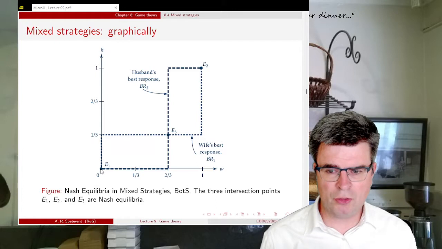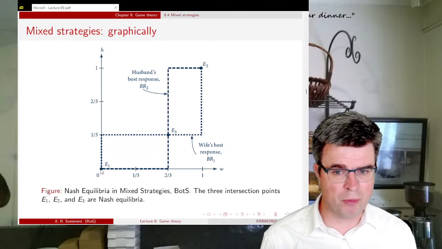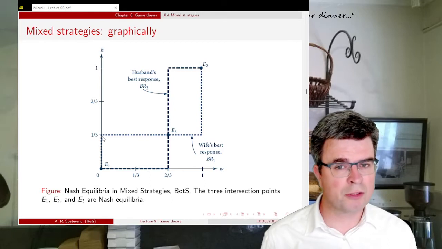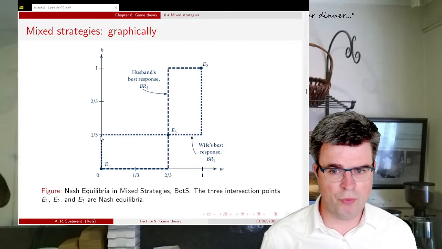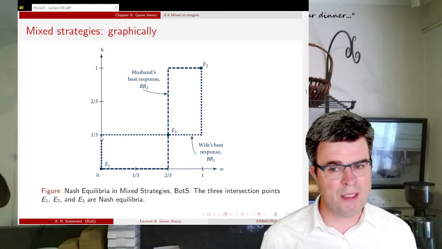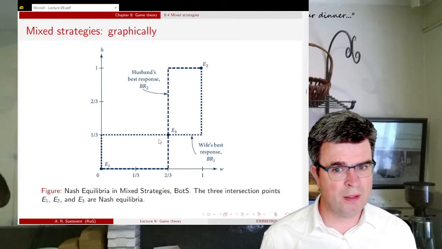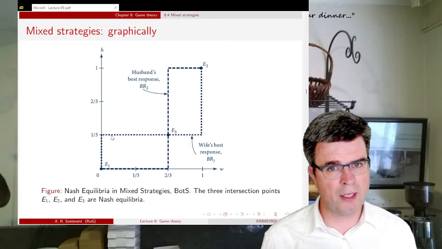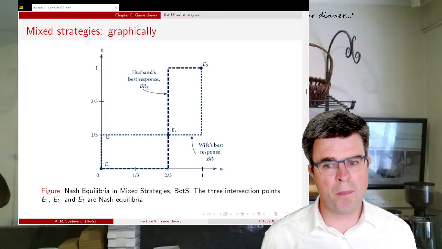If the column player chooses Italy with probability 0, it's optimal for the row player to choose Italy with probability 0 as well. It remains optimal for the row player to choose PR equal to 0 as long as PC is smaller than 1/3. When PC is exactly equal to 1/3, the row player is indifferent between choosing Italy, choosing Sweden, or anything in between. So we have a horizontal line on the best response function for the row player.